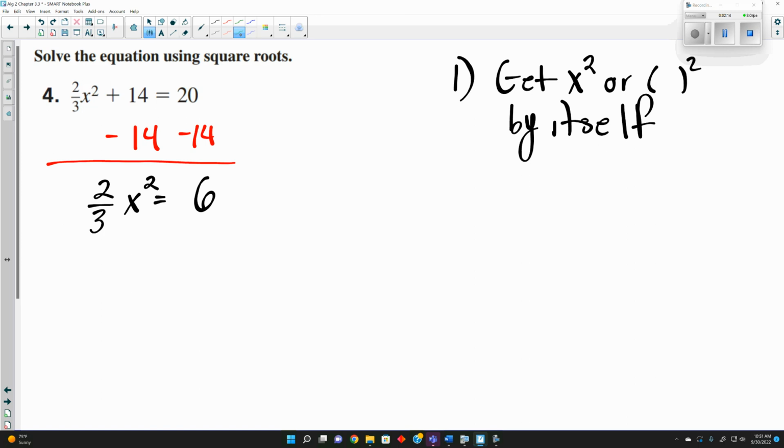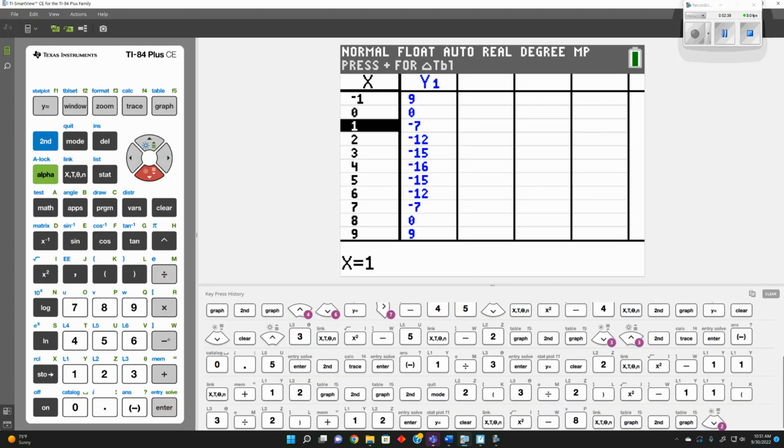Now, is x squared by itself at this point? No. We need to get rid of the 2/3, so we can do what? We can multiply by 3/2 on both sides, which would work, or divide by 2/3. Either one will give us the same thing, because we can use the calculator.